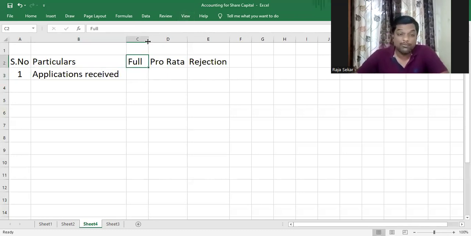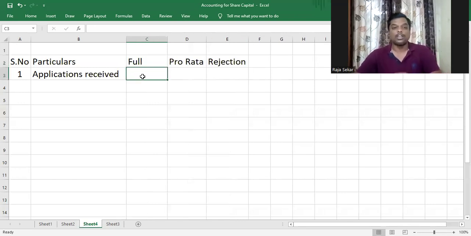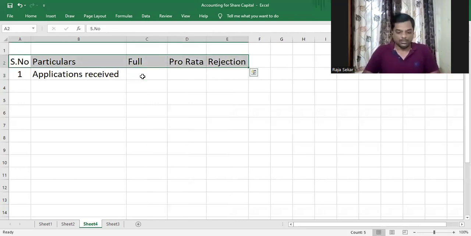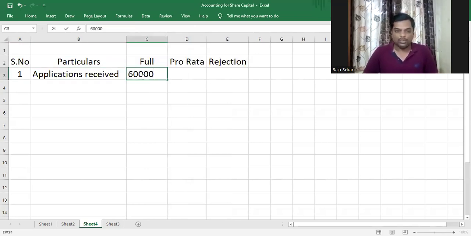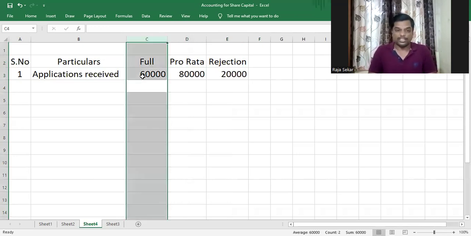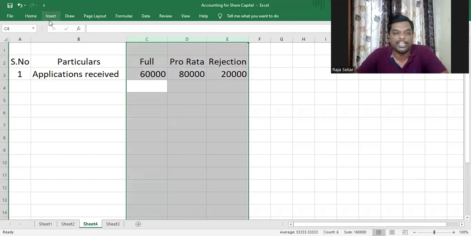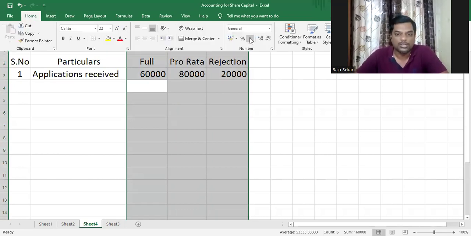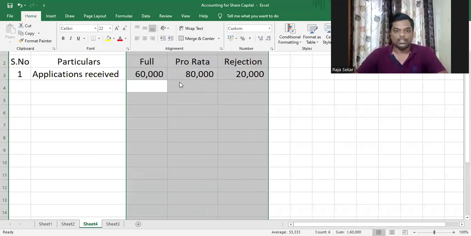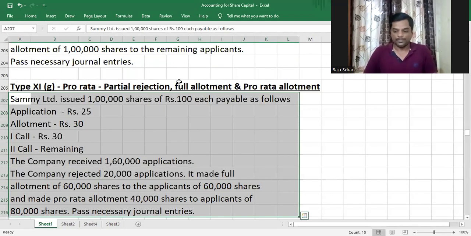Now, in total, we received 1,60,000 applications. The number of applications on which full allotment was made was 60,000, and the number of applications on which pro rata allotment was made was 80,000, and 20,000 applications had been rejected. These numbers I'm taking from the question, my dear children, as you can see in the question.